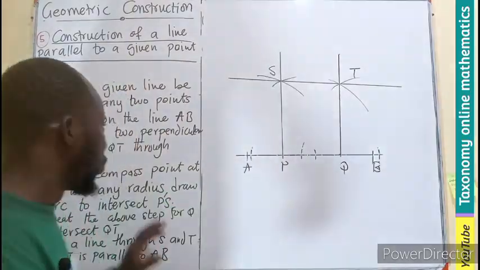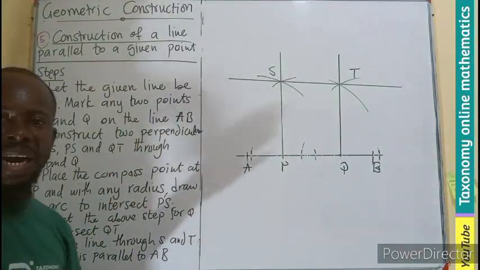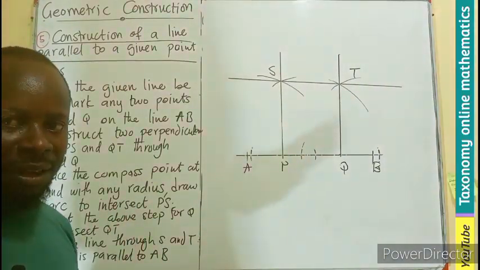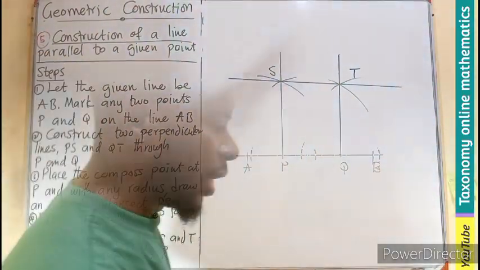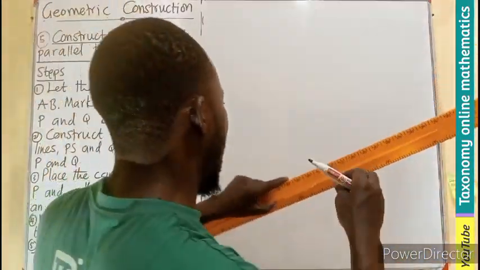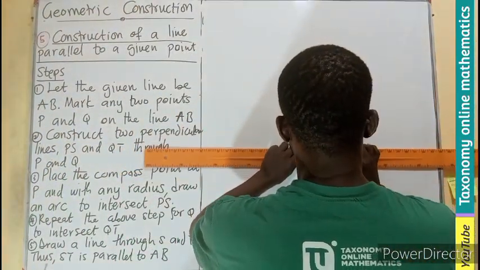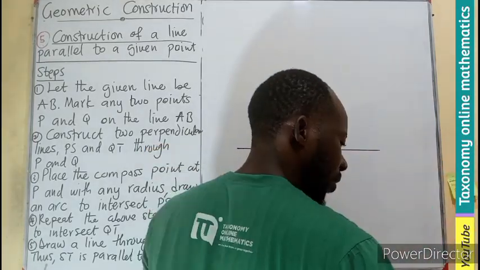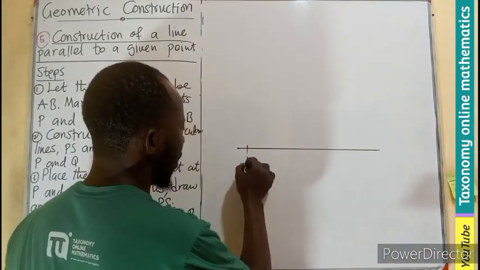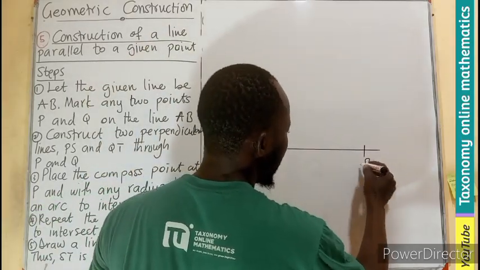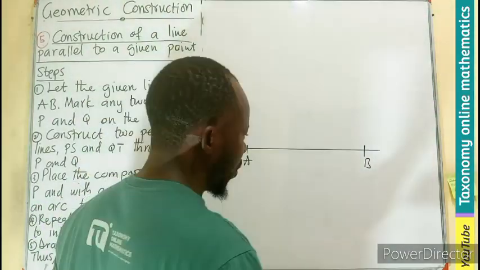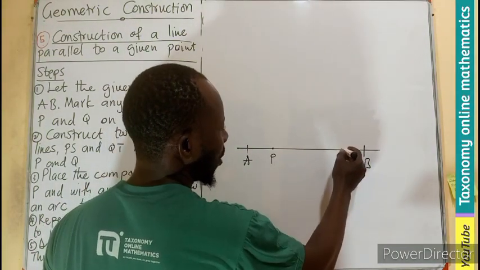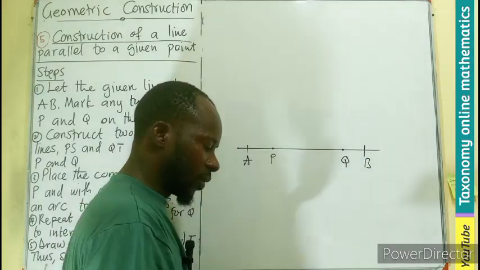So this is one way using these steps. We have another way by which we can also construct the same parallel lines. So let's check how we can do that also. In that direction, we still have to draw our line. We label A, we label B. So in the course of that, we are going to mark a point, let's say P, and a point Q.